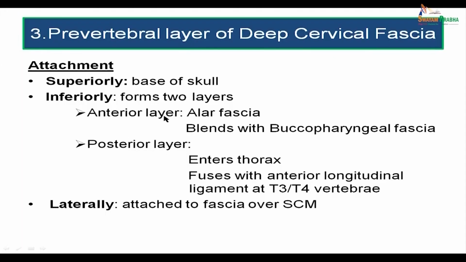The anterior layer is called alar fascia and it blends with the buccopharyngeal fascia. The posterior layer, which enters the thorax, fuses with the anterior longitudinal ligament roughly at the level of T3, T4 vertebra, that is the third and the fourth thoracic vertebra. Laterally, it blends with the fascia over the sternocleidomastoid muscle.